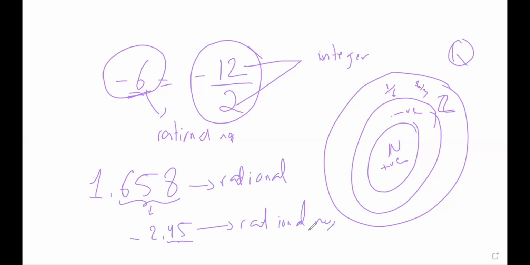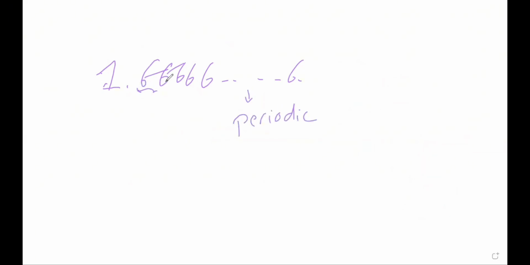Another way to know whether a number is rational or not: if the number is not terminating, meaning it doesn't end, but there is a condition, for example 1.66666 and so on, it's always 6. Here we can say that the number is periodic. What do we mean by periodic? It means the digit is repeated, in this case the 6 keeps repeating. If the decimal part is not ending but it's repeated, then we can say that it's a rational number.